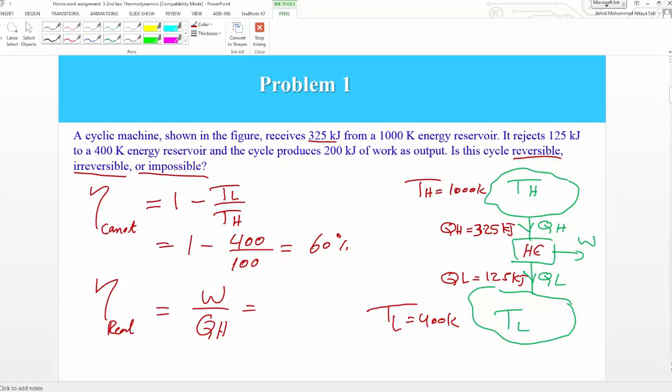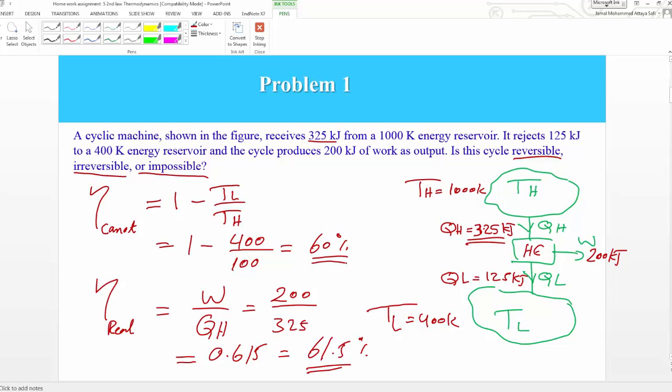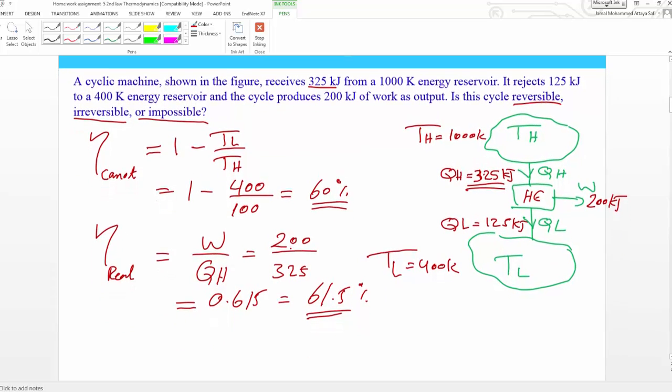And the work here, did I write it? I didn't write the work here. I can write it here. The work is 200 kilojoule. So it's 200 divided by 325, QH. And if you do this, that's going to give you an efficiency of 0.615, which means that the efficiency is actually 61.5%.